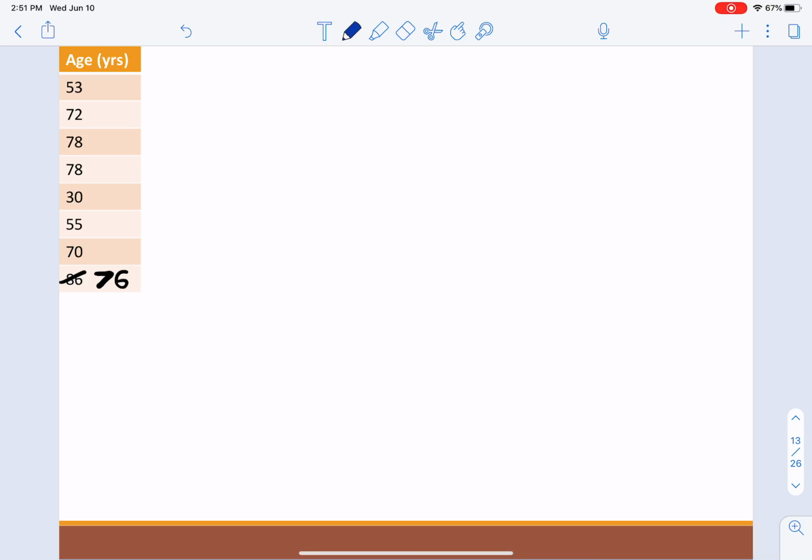So let's recalculate, and pause the video to do this yourself. But let's recalculate the summary statistics, the mean, the median, and the mode. Let's redo it, okay? So let's do the mean first, okay? And I'll just write out the equation.